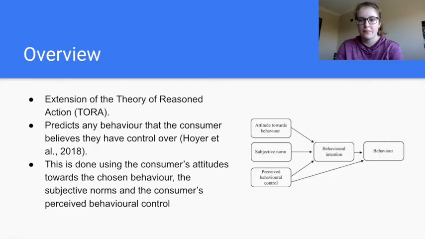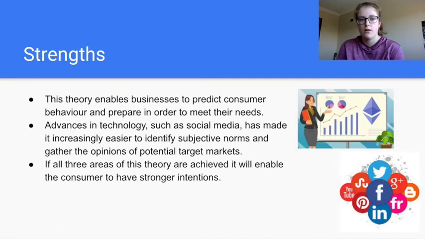The theory of planned behaviour is an extension of the theory of reasoned actions. It helps to predict any behaviour that the consumers believe they have control over. This is done using the consumers' attitudes towards the behaviour, their subjective norms, and their perceived behavioural control. The strength of this theory is that it enables businesses to predict consumers' behaviours in order to meet their needs.